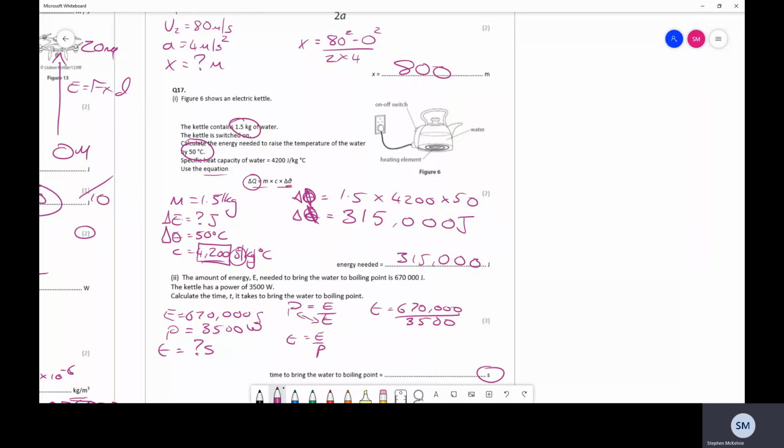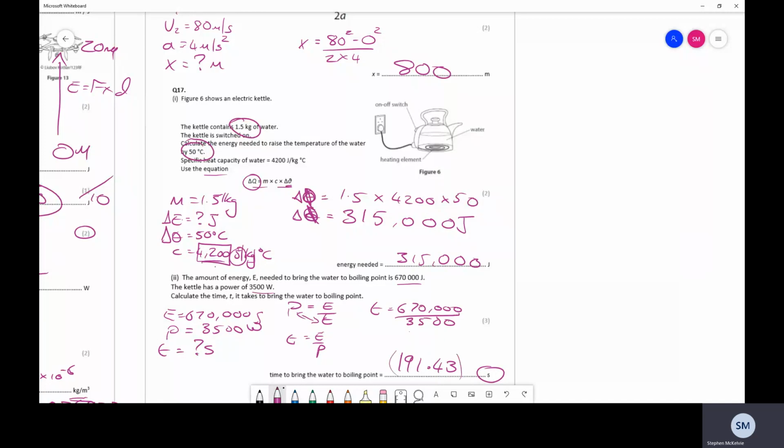And we get 670,000 divided by 3,500, giving me the answer. Time needed to bring the water to the boil: 191.43 seconds. Let's have a look at that. 670,000 joules, power rating of that. Power is energy divided by time. Rearrange this equation: time is equal to energy divided by power. Definitely put the energy there.